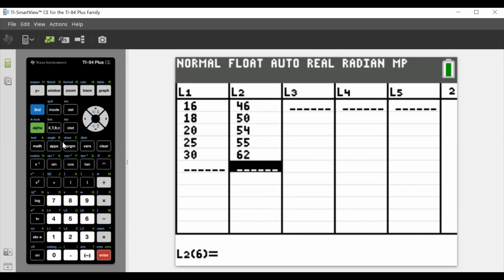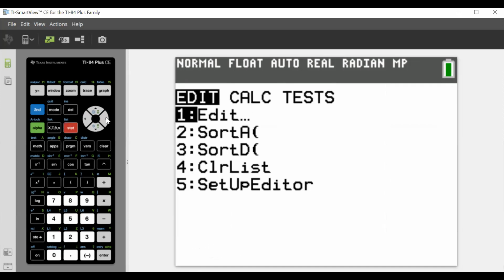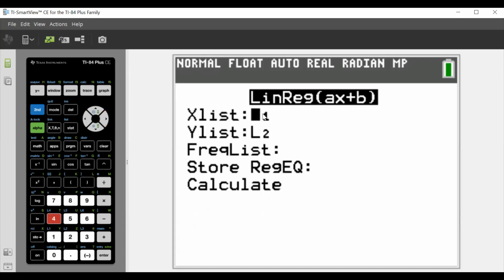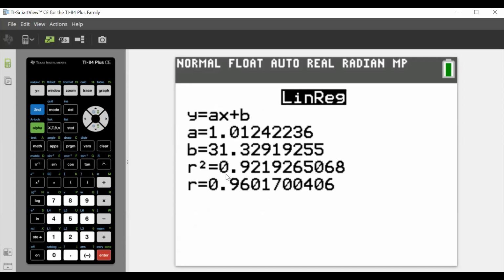Now we have to do the calculation. So we go back to Stat. We go over to Calc, and now we want this linear regression in the form y equals ax plus b, instead of y equals mx. And so we hit number 4. And our x's are in L1, our y's in L2. So we say yep, and we just keep going down and then say calculate. And then it gives us our feedback here.